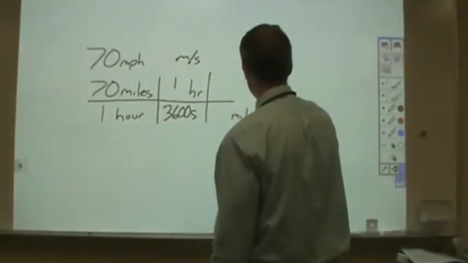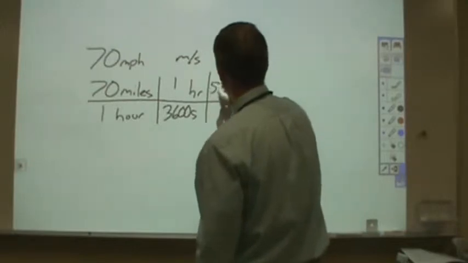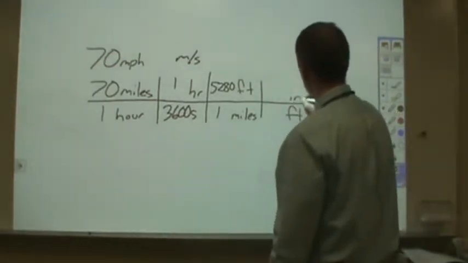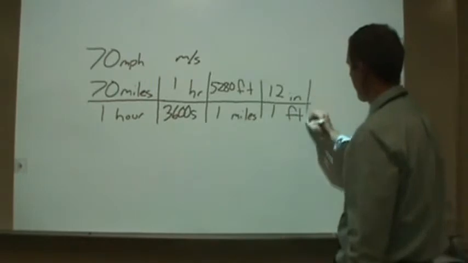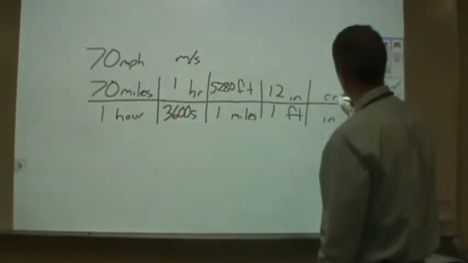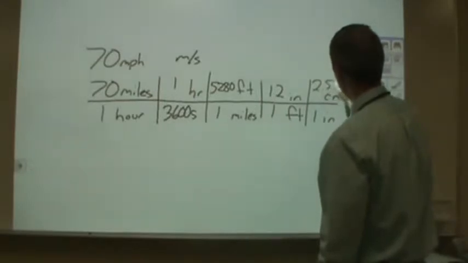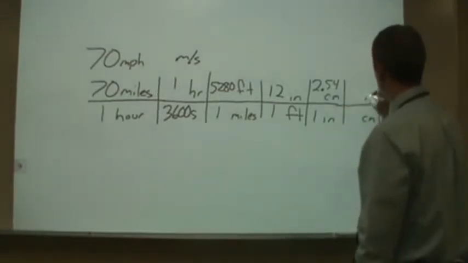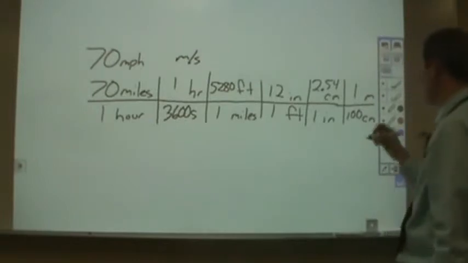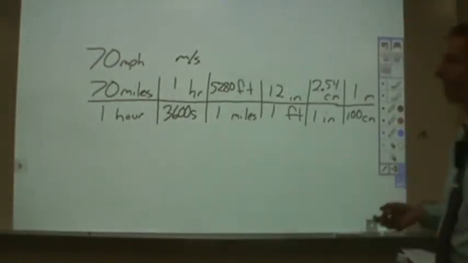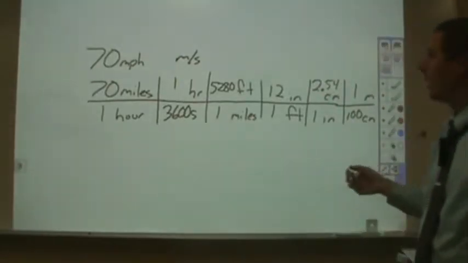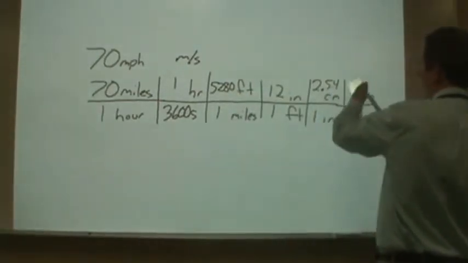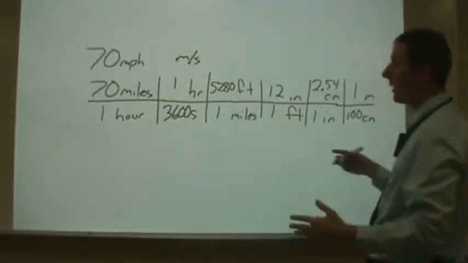Miles, I can change to feet. Because I know that 5,280 feet is 1 mile. Feet, I can change to inches. 12 inches is 1 foot. Inches, I can change to centimeters, because 1 inch is 2.54 centimeters. And centimeters, I can change to meters. Now, while that looks like a lot, that wasn't particularly challenging for me to get down. And now I've set up a very simple problem. I'm going to do 70 times 1 times 5,280 times 12 times 2.54 times 1. And get all of that together and put that on top.